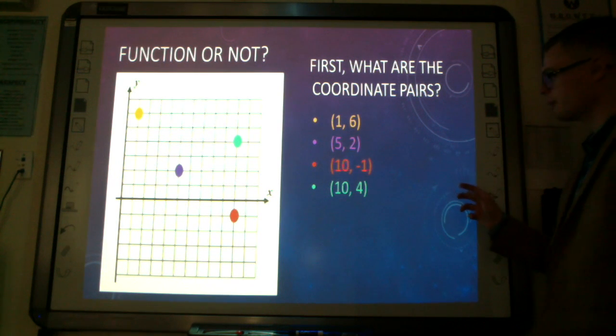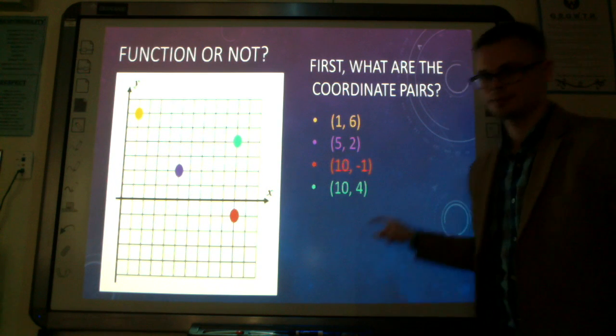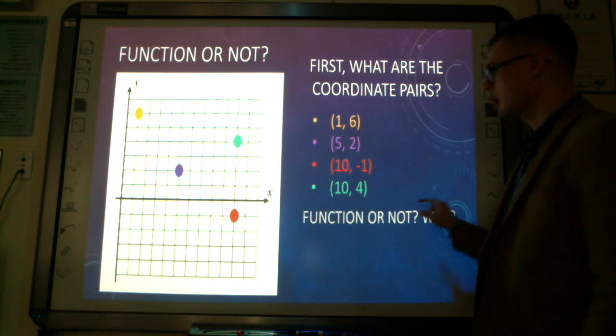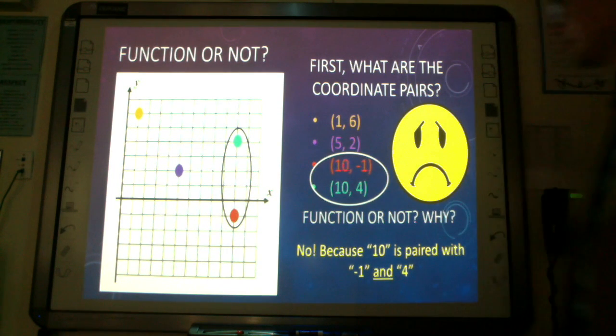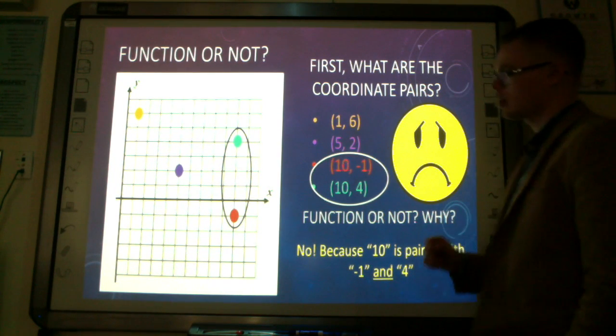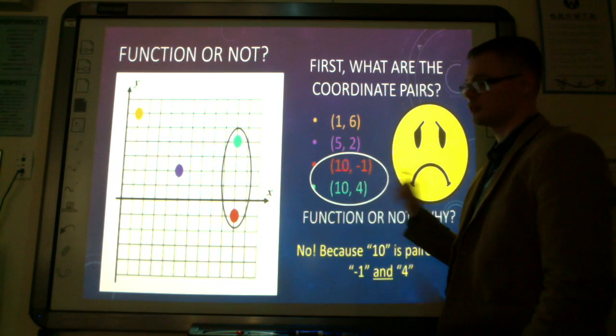Now I want someone to think about this, okay? Think about this, all right? Look at the x's. Does any of them repeat? Function or not? Why? Not a function. 10 repeated. Not good, okay? In other words, 10 matched to -1 and 10 also matched to 4.